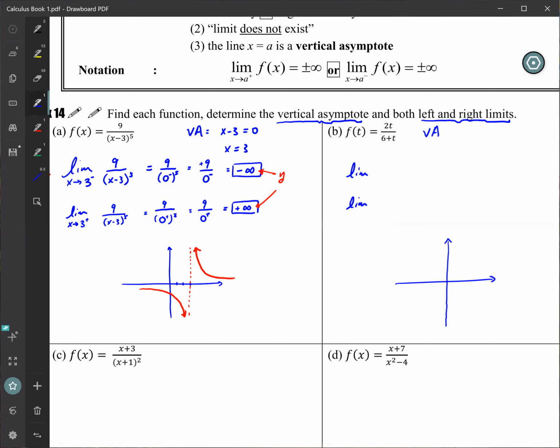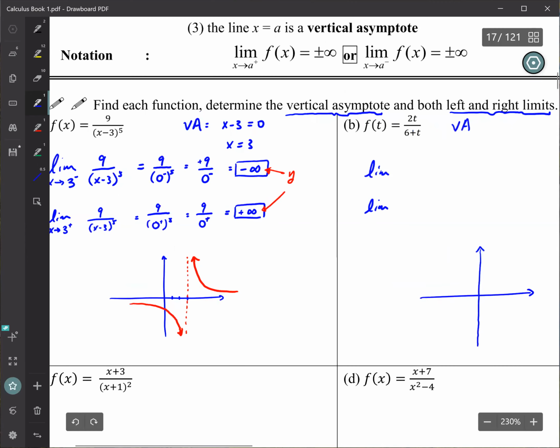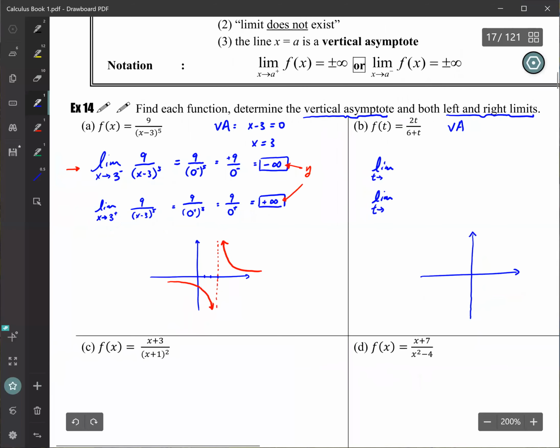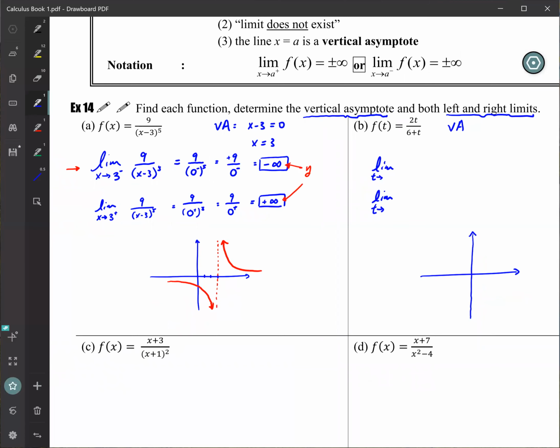Okay, remember to raise your hand if you finished. And the variable is t here, right? So you remember to write t approaching, okay? You need to adapt to different questions.